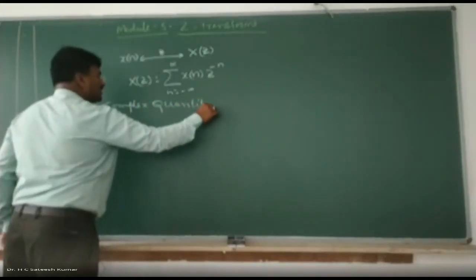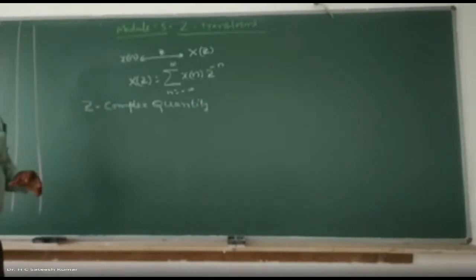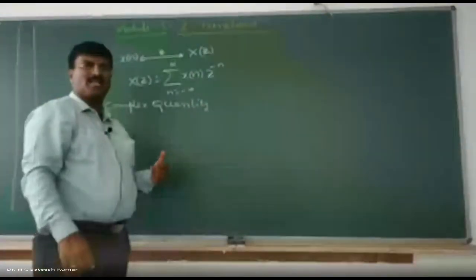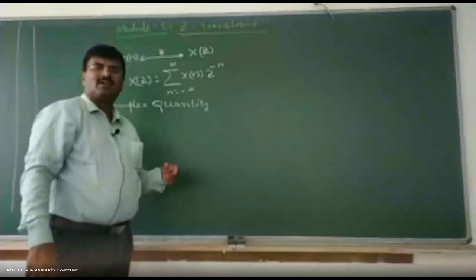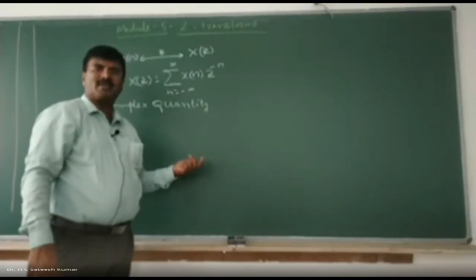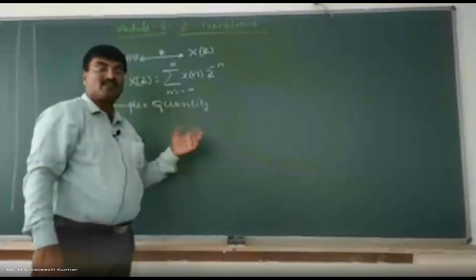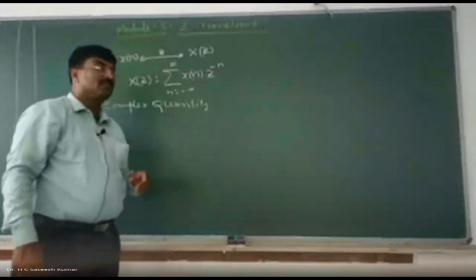Now don't think this is Laplace transform. In the case of Laplace transform, Laplace is the name of a scientist. And Fourier transformation, Fourier is the name of a scientist. But Z is not the name of a scientist. It is a complex quantity.